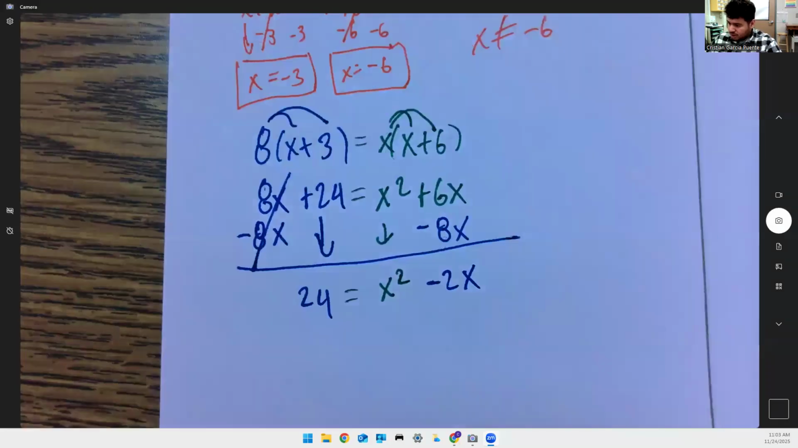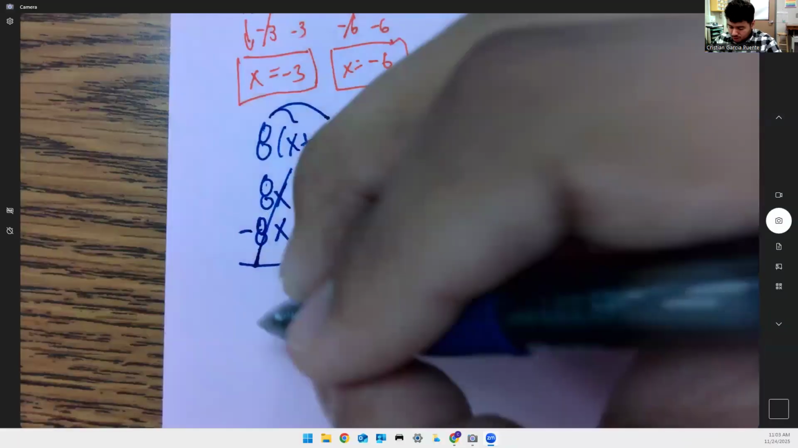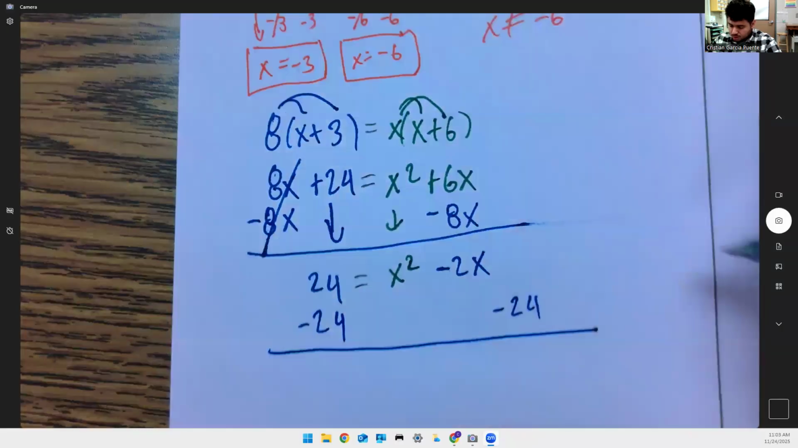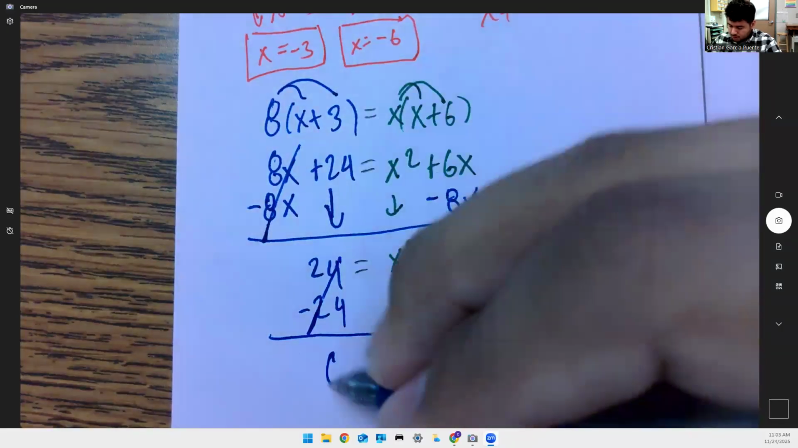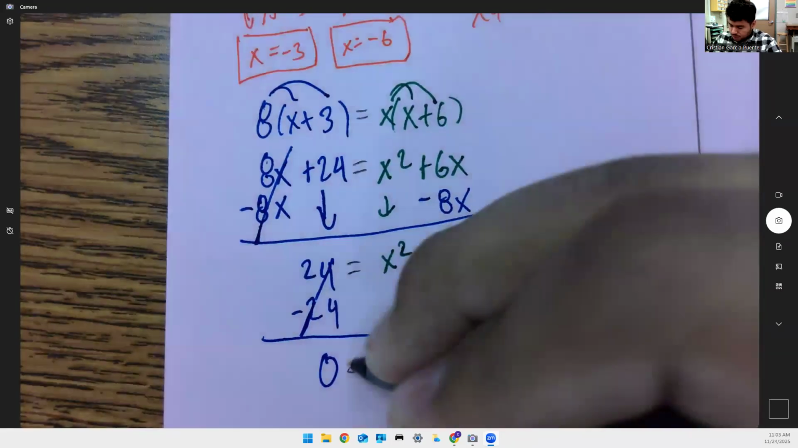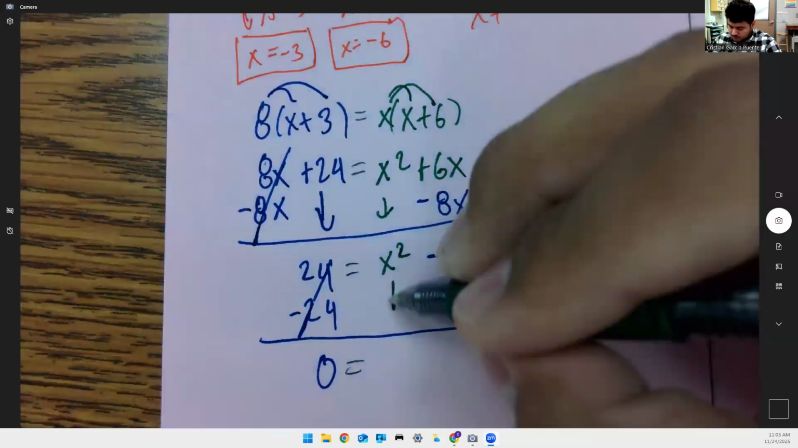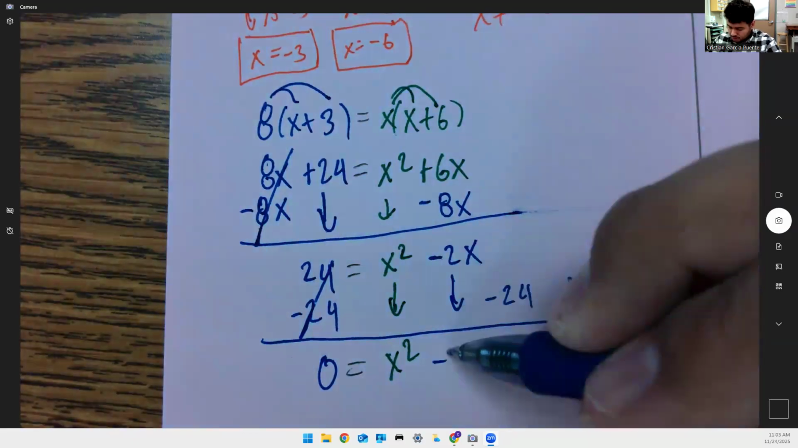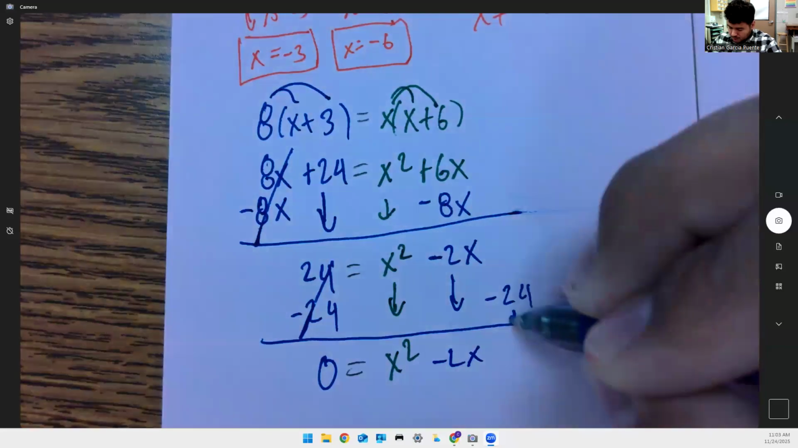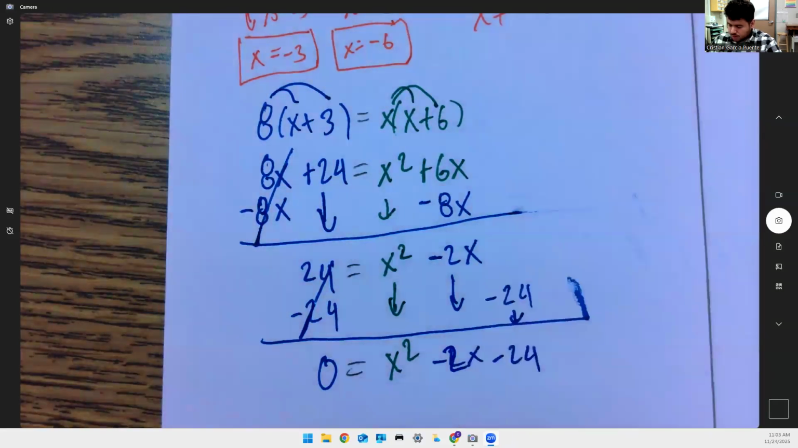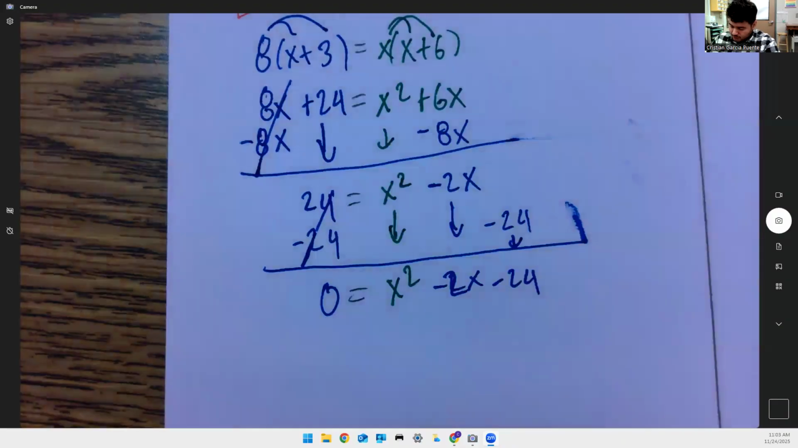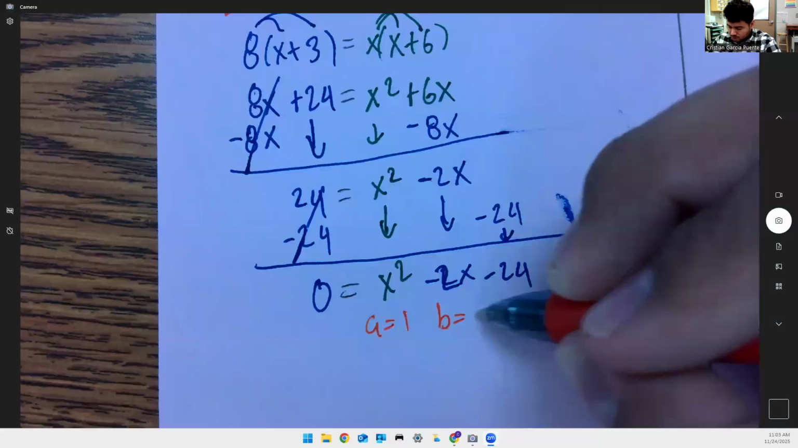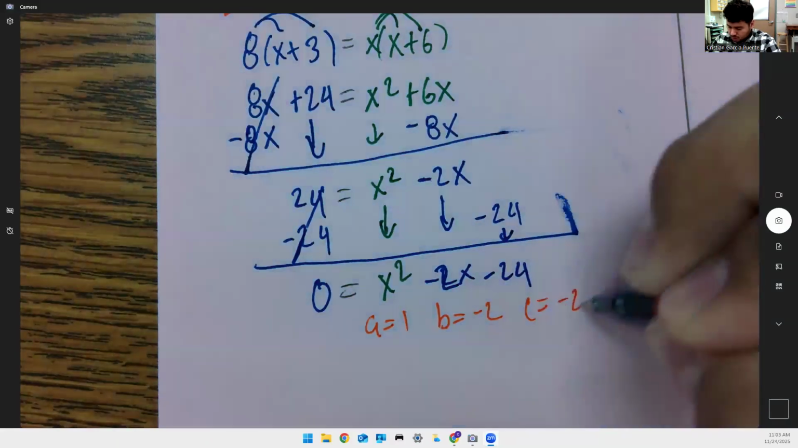Now again, we move everything to the right. How do I get rid of this positive 24? You subtract 24 on both sides. So the 24s are going to cancel, and you'll be left with 0 equals x squared minus 2x minus 24. And now we're going to do our favorite thing of A, B, C. So your A is going to be 1, B is whatever's next to x, which is negative 2, and C is your constant of negative 24.